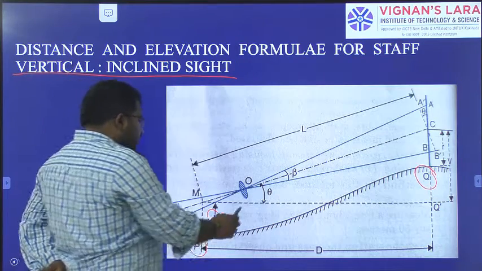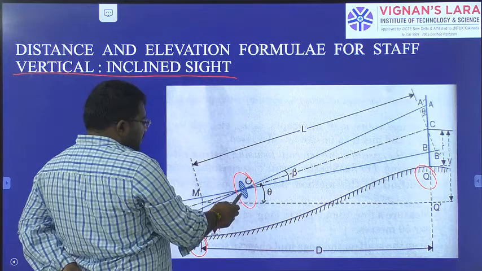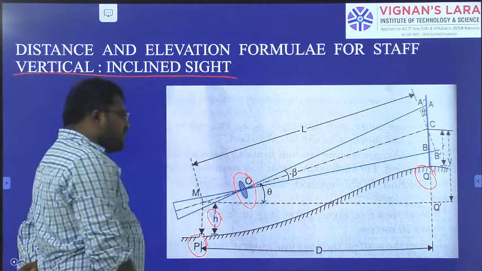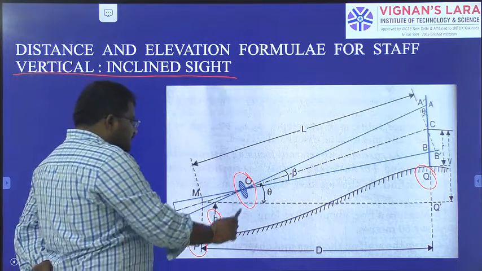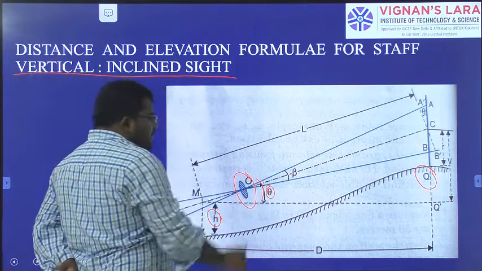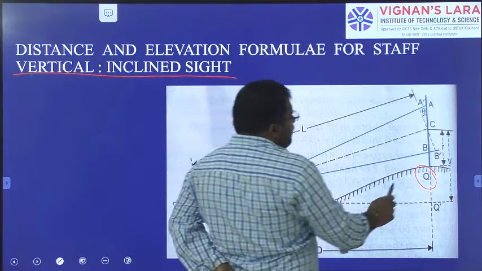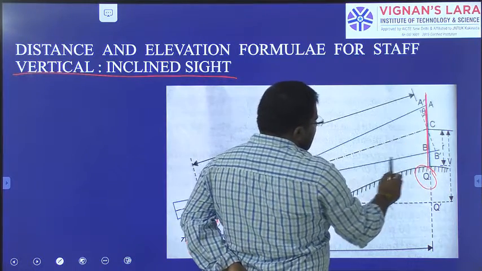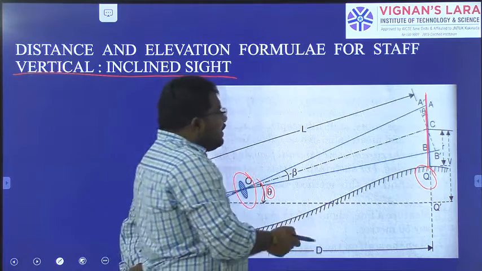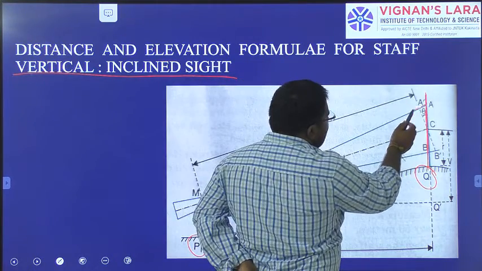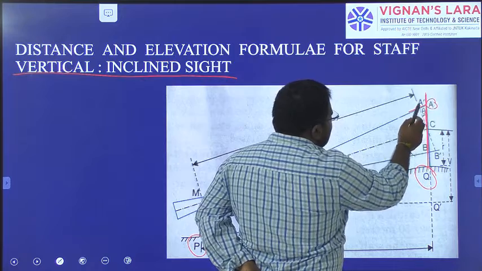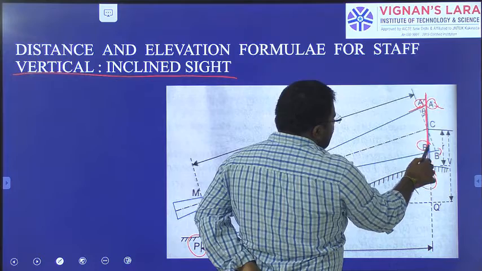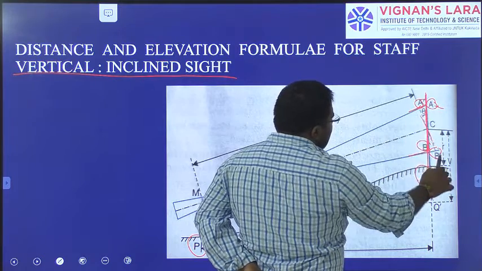From here, with the help of the optical center O, we are going to take the angle. Whatever angle you take is called theta. The staff is vertical, but your line of sight is inclined. Because of that, instead of A dash you get A, and instead of B you get B dash, and tilting will be there.